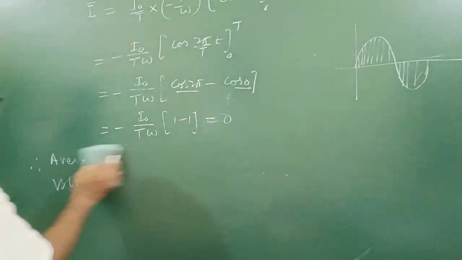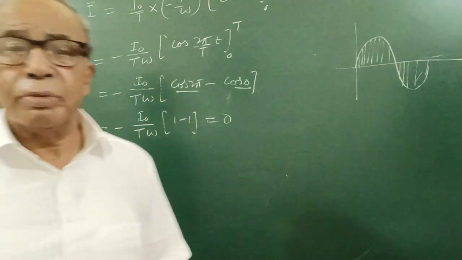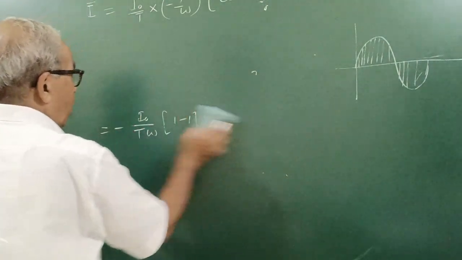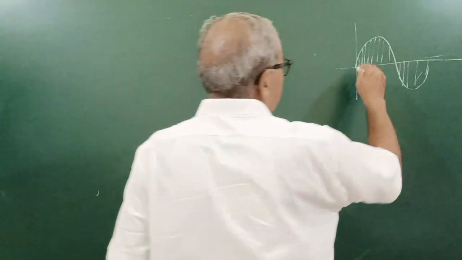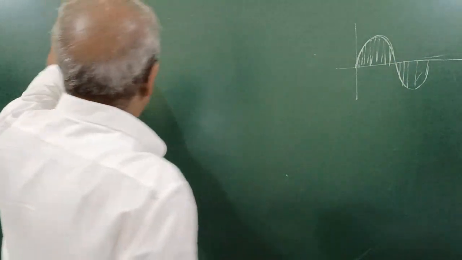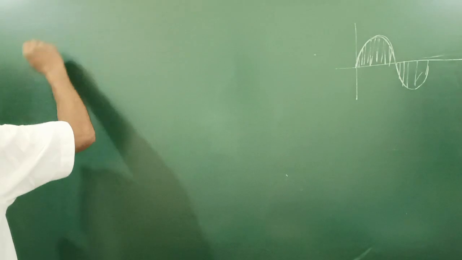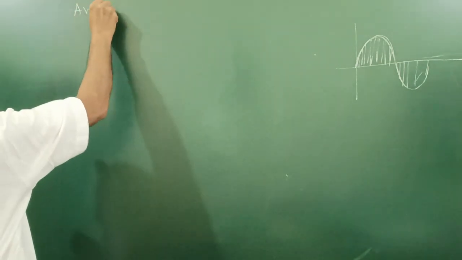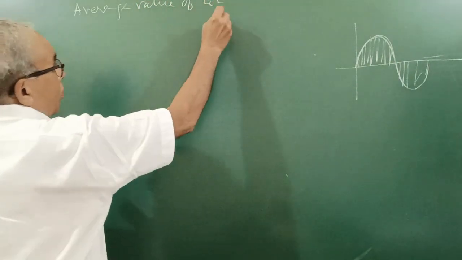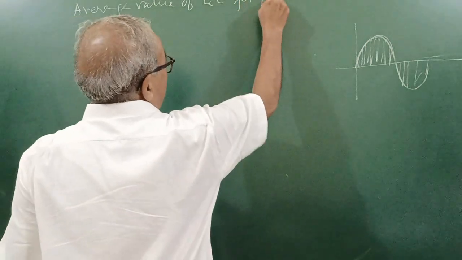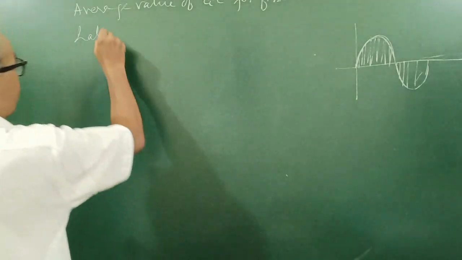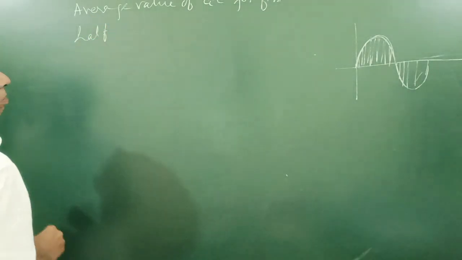You may be asked here also, in exams I have seen questions, find the value of current for the positive half cycle. This positive half, what will be its average value? For that you can proceed the same way. Average value of AC for the first half cycle.